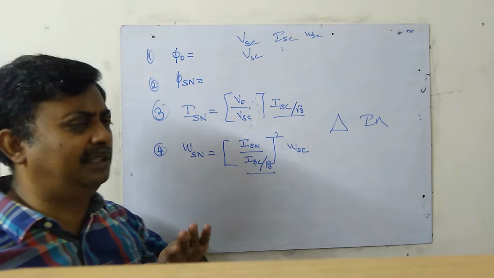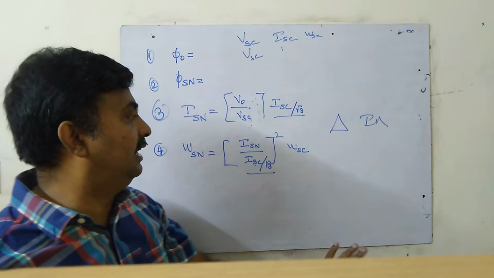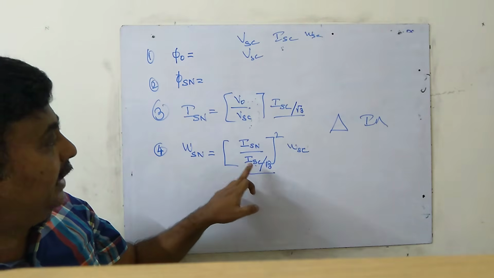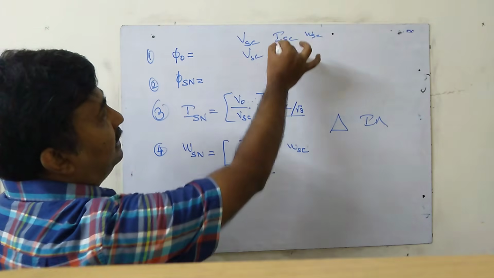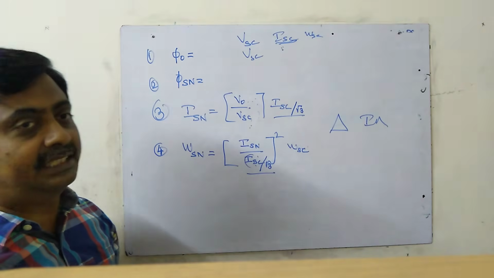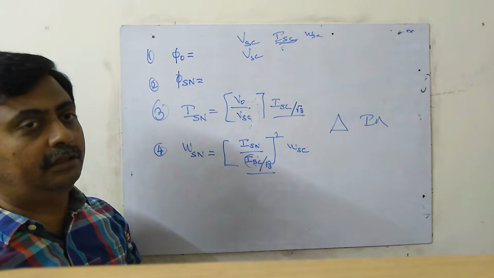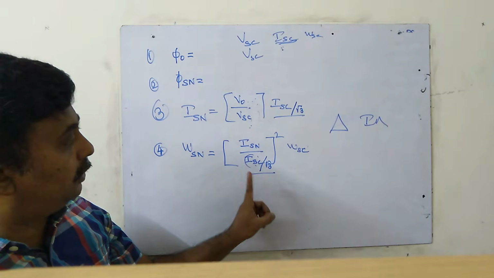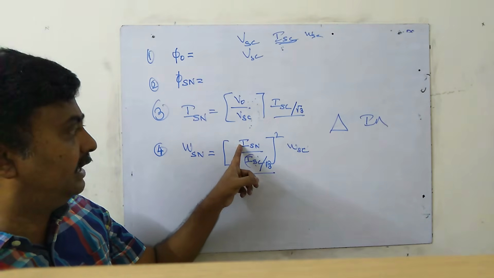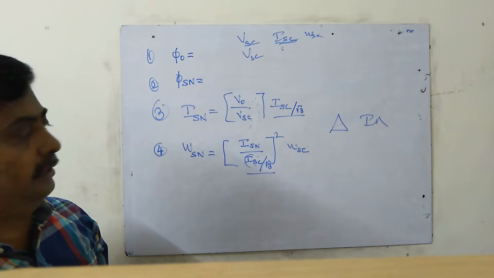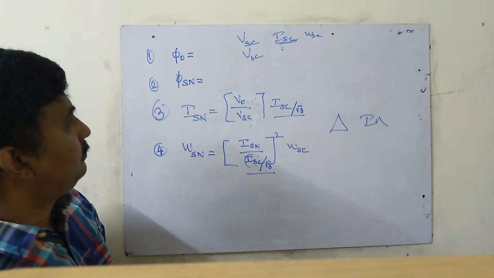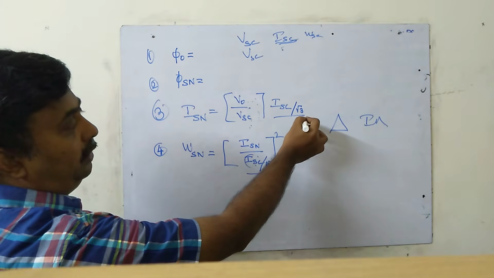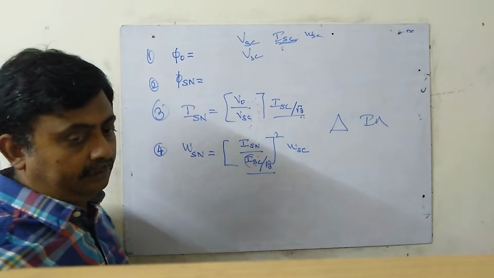But normally all the machines are star connected. If it is delta connected, remember this while calculating ISN and WSN. The meaning is that the given ISC value is a line value, and we have to convert it into a phase value, that is, divide by root 3. So here also you divide by root 3. ISN here is calculated per phase only, because we have already divided by root 3.